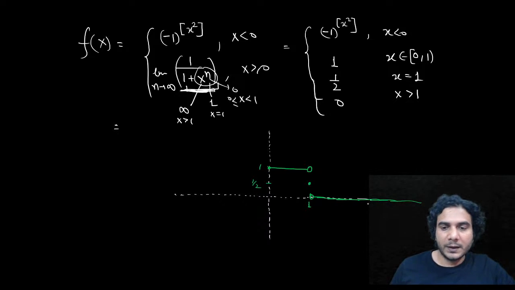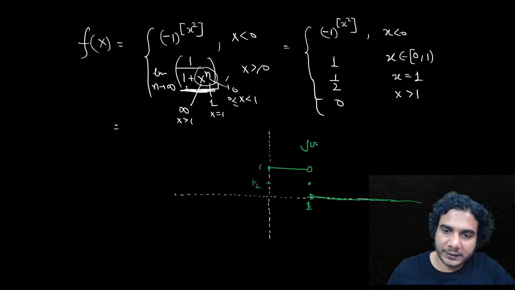Okay. So yes, at x is equal to 1, it has a jump. So this is a jump discontinuity at x is equal to 1.